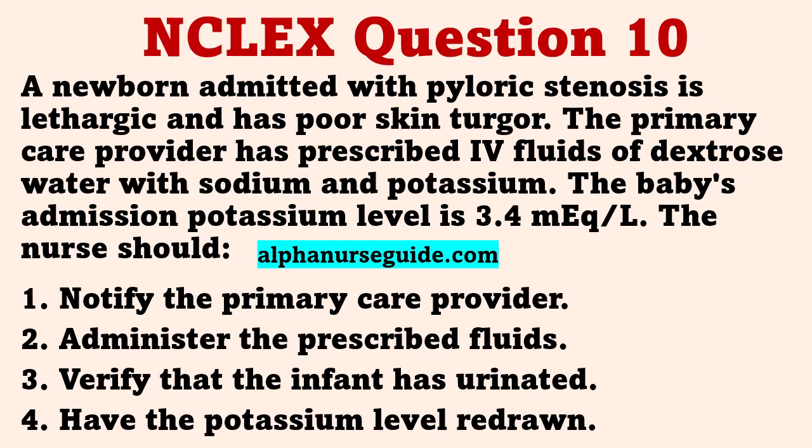Infants with pyloric stenosis frequently have low potassium levels due to vomiting. A level of 3.4 milliequivalents per liter is not unexpected and should be corrected with the prescribed fluids. The lab value does not need to be redrawn, as the findings are consistent with the infant's condition.